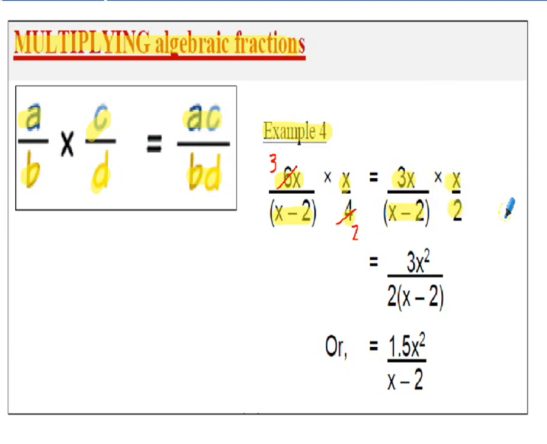I now multiply my numerators together and multiply my denominators. So 3x multiplied by x is 3x squared, and x minus 2 in brackets multiplied by 2 can be written as 2 multiplied by x minus 2. And I could, if I wanted to, go into decimals. 3 divided by 2 is 1.5, so I could write it as 1.5x squared upon x minus 2. But either solution here or here is acceptable.